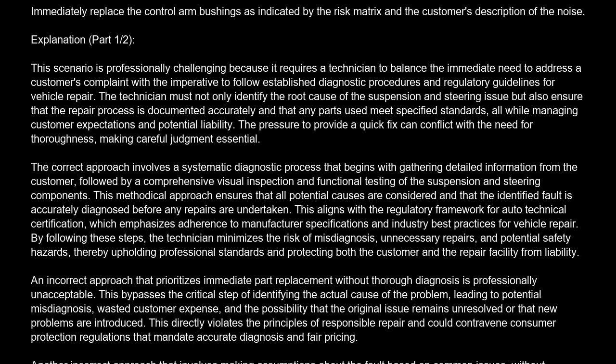By following these steps, the technician minimizes the risk of misdiagnosis, unnecessary repairs, and potential safety hazards, thereby upholding professional standards and protecting both the customer and the repair facility from liability. An incorrect approach that prioritizes immediate part replacement without thorough diagnosis is professionally unacceptable.